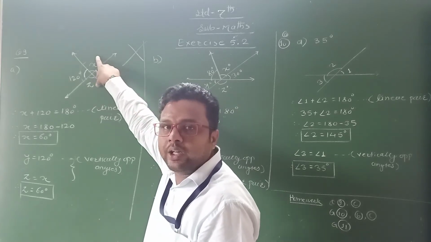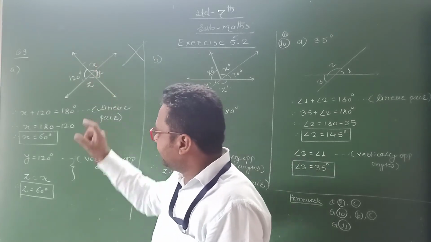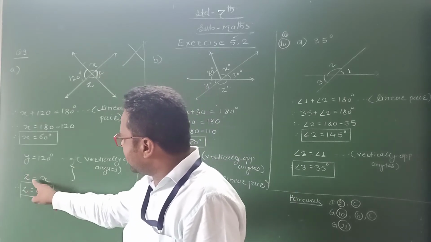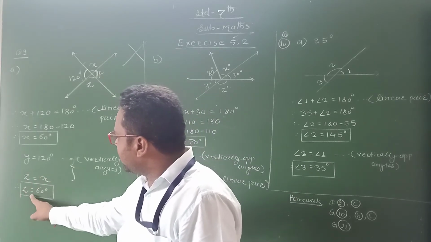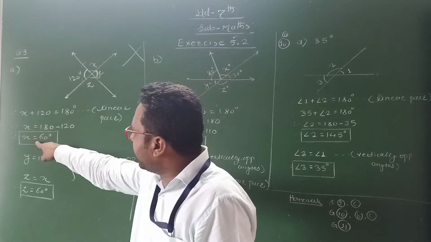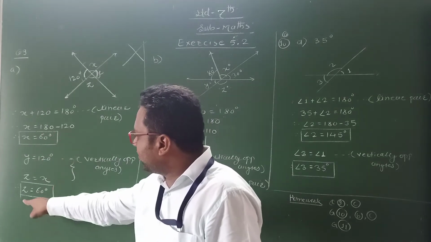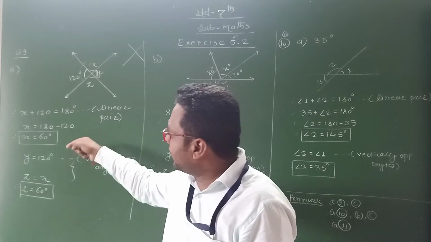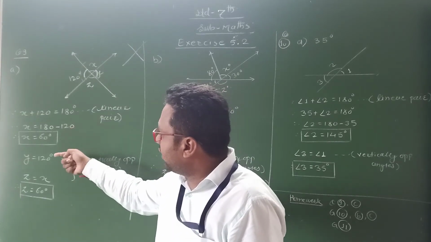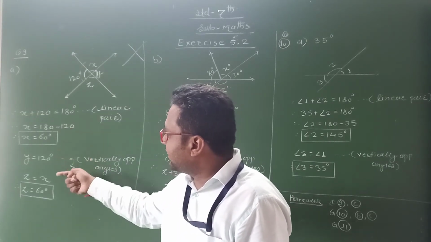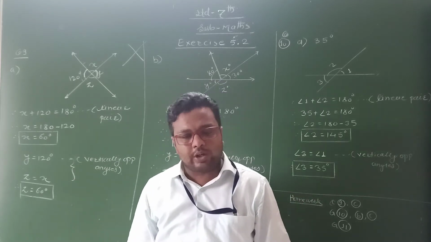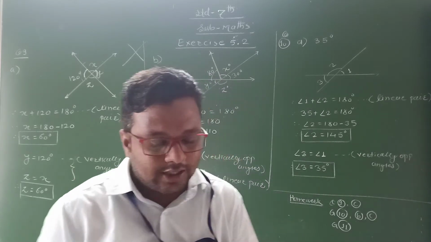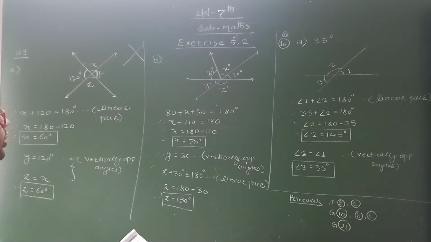This pair is also what? Vertically opposite angle. Therefore, z is equal to x. Therefore, z is equal to, we already find out the value of x is equal to what? 60. Therefore, z is equal to what? 60 degree. This is the answer. Here we get x is equal to 60 degree, y is equal to 120 degree and z is equal to 60 degree. Okay student. Now see the next example, B example from the same question.